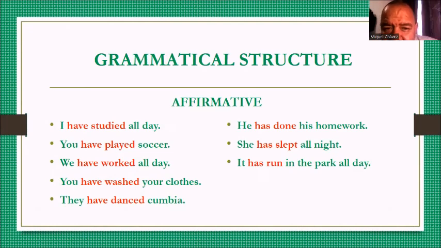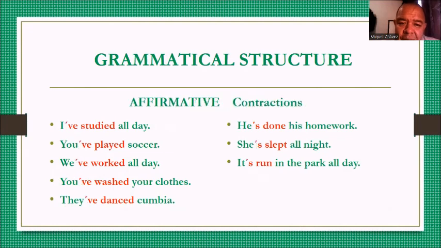Remember that in English, we are going to have regular verbs and irregular verbs. The regular verbs add ed to form the past participle, the same as the simple past. But the irregular verbs change the form. That's why we have done for the verb do, slept for the verb sleep, and run for the verb run. Okay, let's continue.